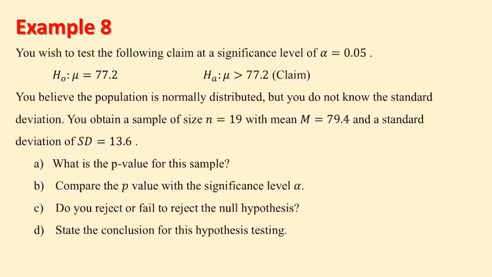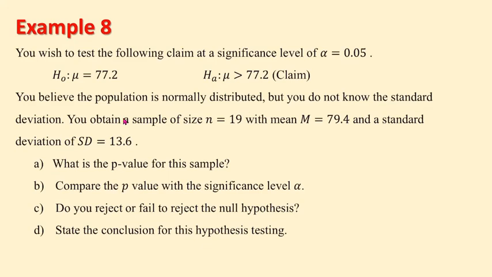Let's move on to the last example, the 8th example here. Here you wish to test the following claim at alpha equal to 0.05. That's your significance level. The null hypothesis is given, the alternative hypothesis is given, and the alternative hypothesis is your claim here. You believe that the population is normally distributed. That's also given to us.